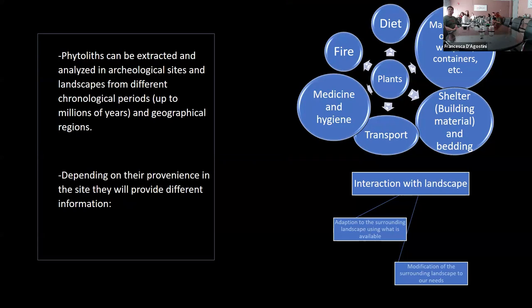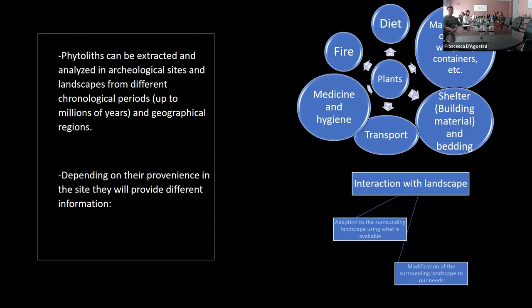Okay, so we go to an archaeological site, and where can we find phytoliths? We find them in any place that plants were, and as we said, they have long durability, so we can use them at different chronological periods, from two days ago to millions of years. And geographical regions, we've done some tests and we find them in different areas. The information that we can obtain can give us information on the diet, but it can also give us information on the fire, how they were making the fire, which fuel they were using, which strategies they were using to collect the wood, and if they were using other types of plants for tinder to start the fire.